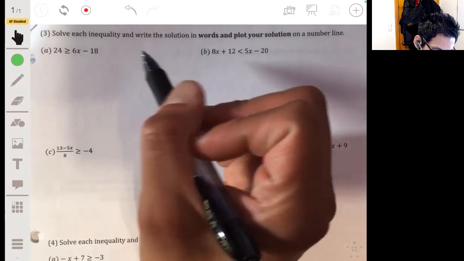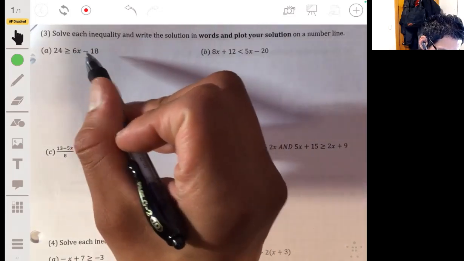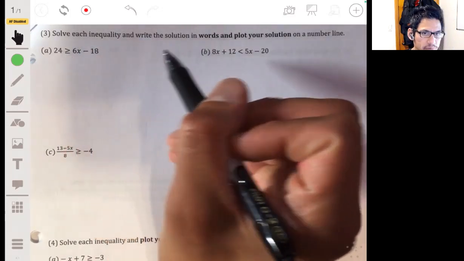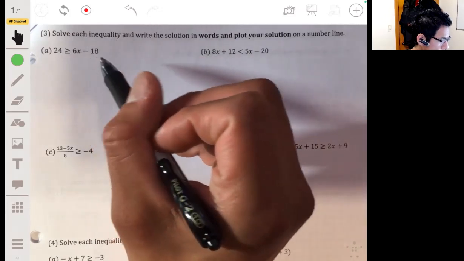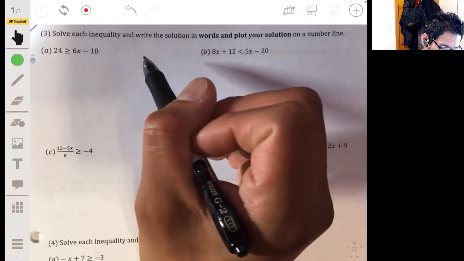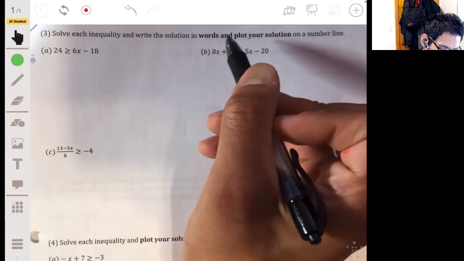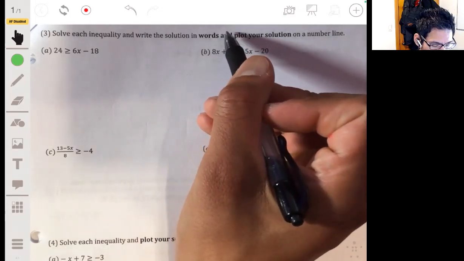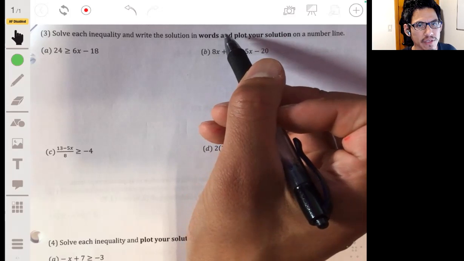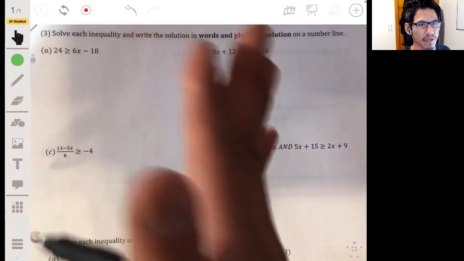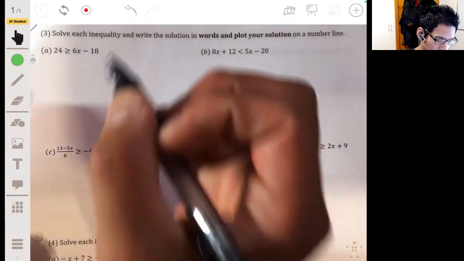Okay, so now we're going to look at how we solve inequalities. So let's look at these examples. We're going to write these inequalities, well, I'm not going to write them in words just to save time. We'll say them out loud in words, and I'm going to plot them on a number line. So let's go through the first one.